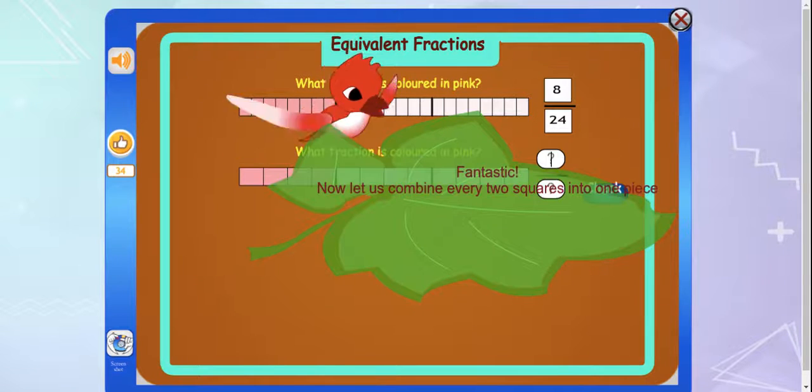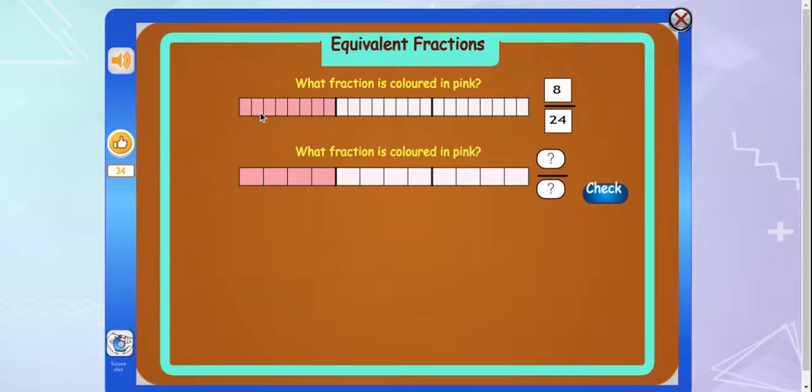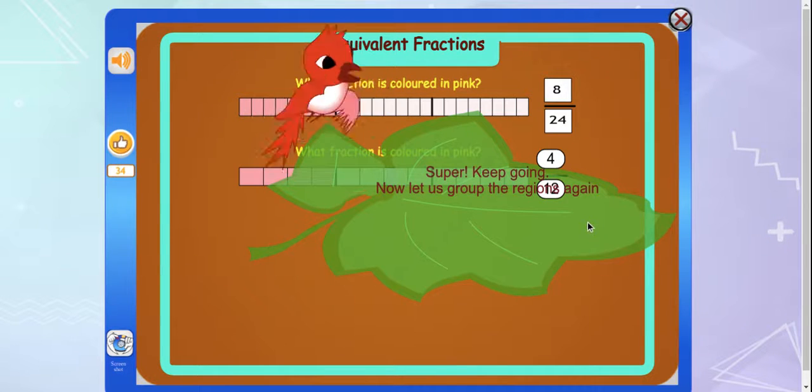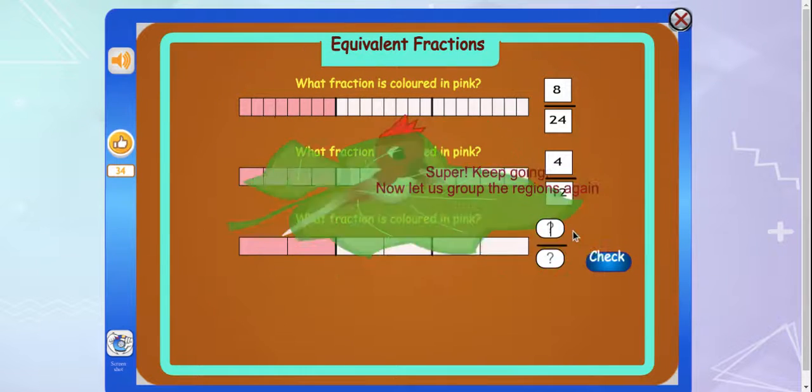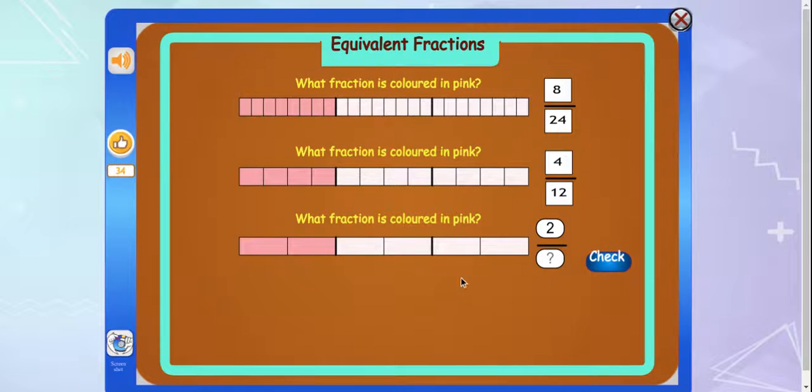Fantastic. Okay. Now instead of dividing these boxes, let's just keep combining two boxes at a time. So each pair of boxes. Now what fraction is colored in pink? It's 4 out of 12. Super. Keep going. Now let's again group the boxes two at a time and I'll get 2 out of 6.